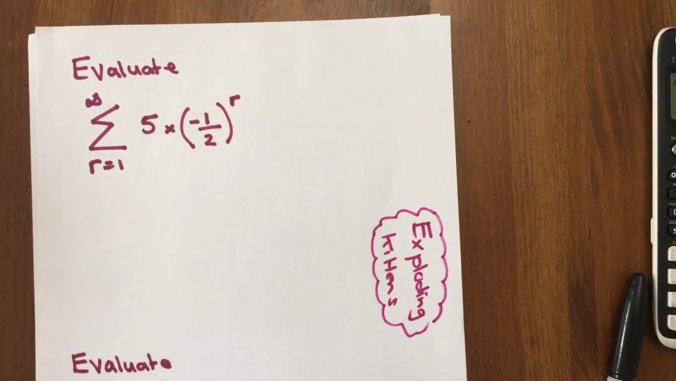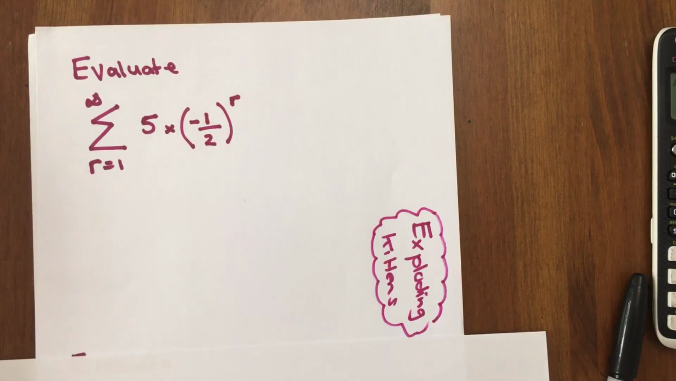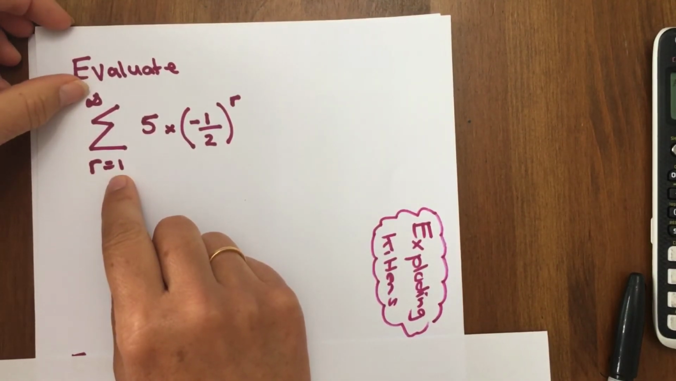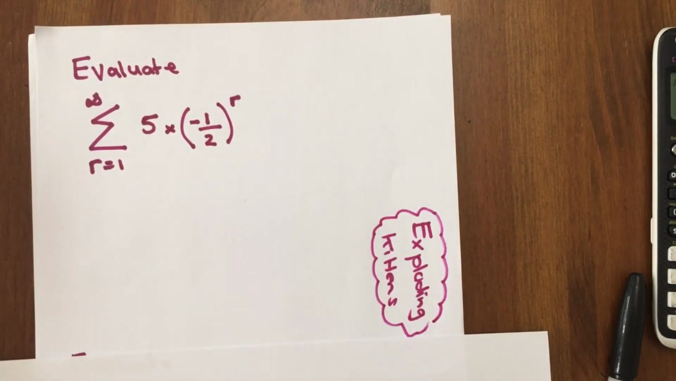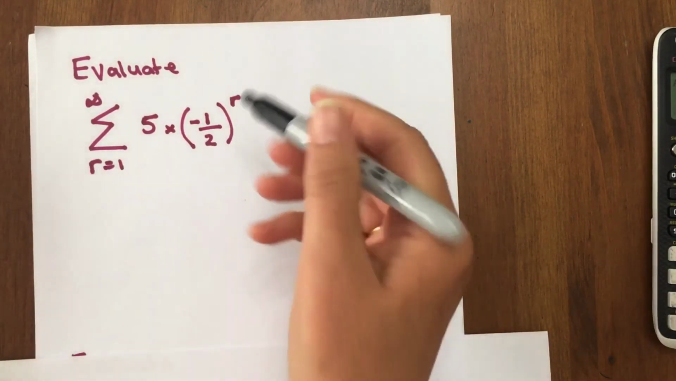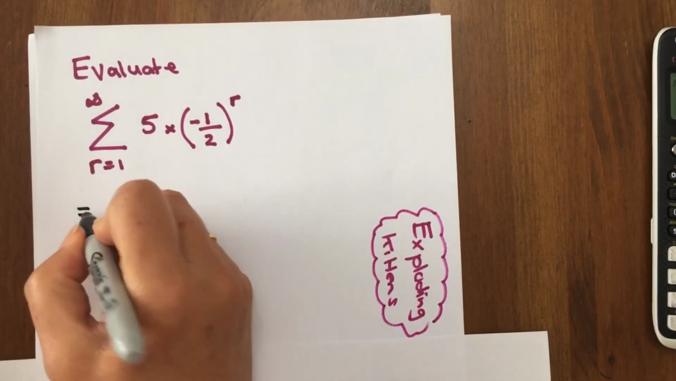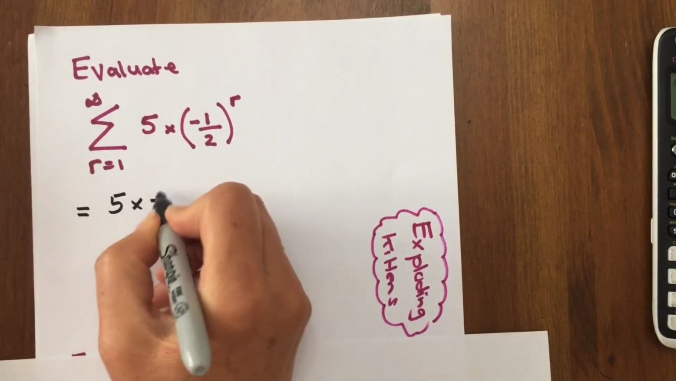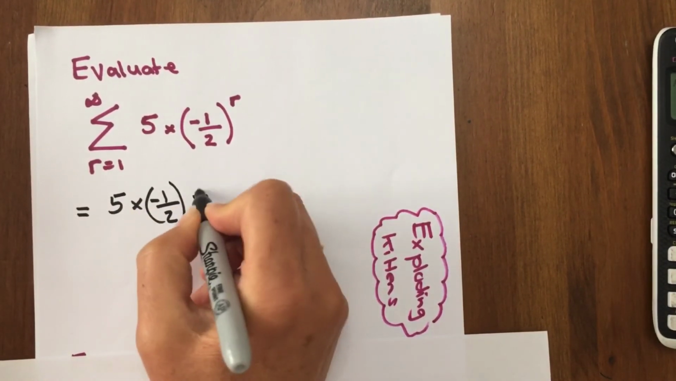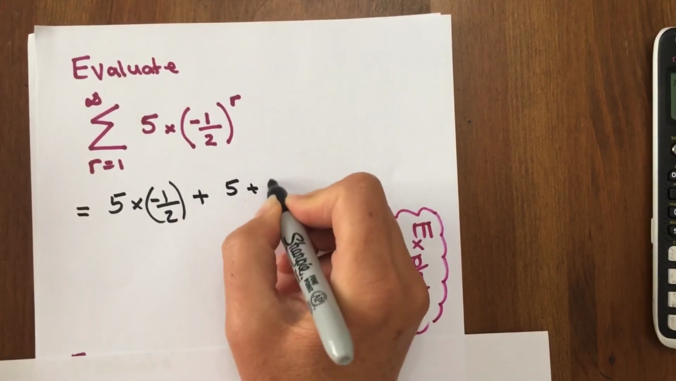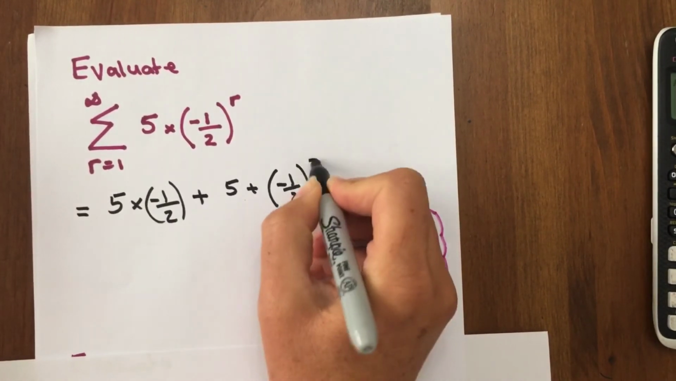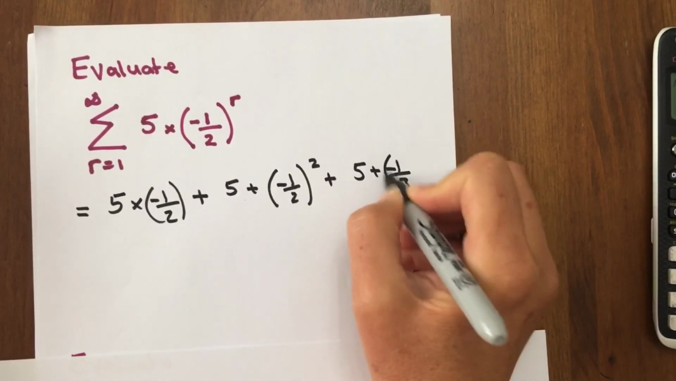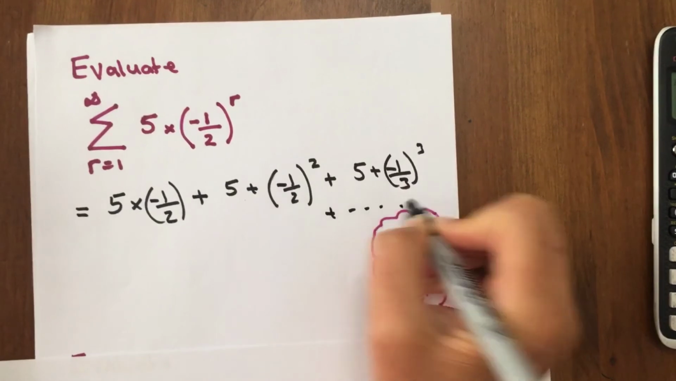Right, so let's evaluate this one. Now, a little bit different here. I've got all the way to infinity. Is this going to be a sum to infinity then, maybe? Well, let's see what I get. Let's just see what kind of sequence this is. When r is 1, I've got 5 times this, plus when r is 2, plus, let's just do one more, plus when r is 3. And obviously this goes on to infinity.